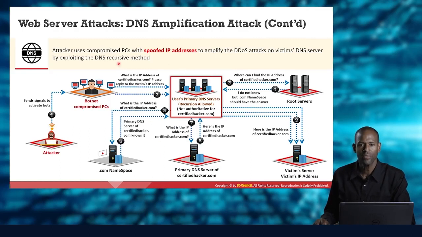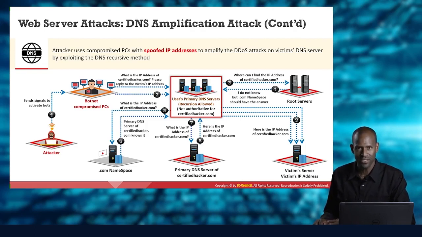So the attacker is going to use a compromised PC that has a spoofed IP address. In the end, what they're going to end up doing is amplifying a distributed denial of service attack against their target, against the PC. So they're going to send a signal and say, activate bots. And the bots are going to all turn on and get activated inside all of the PCs that people are owning and using all across the country and other places in the world. And here is how it works.